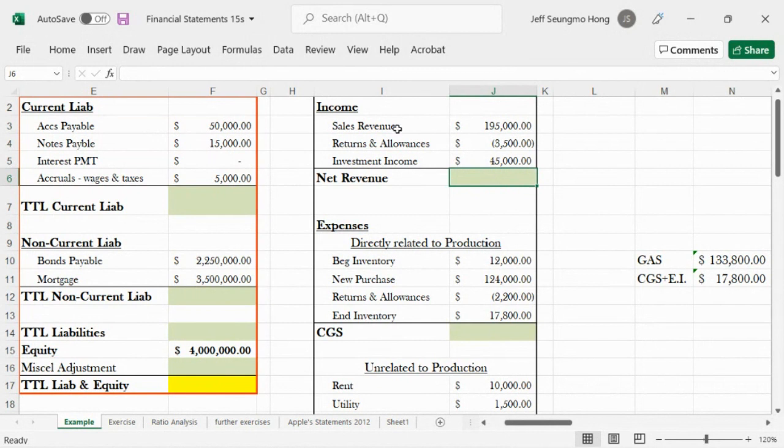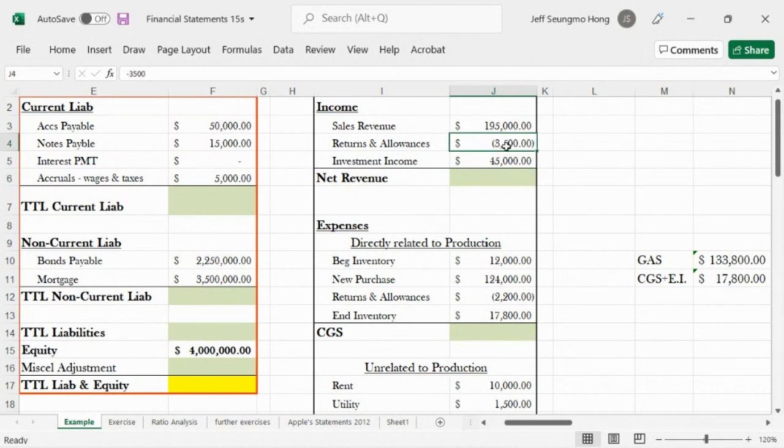So income, first of all, the primary source of income is sales revenue, and some investment income. There are returns and allowances. That obviously must come off, right? It must come out of the returns. So when customers return, you will refund them. So it must be subtracted from the sales revenue.